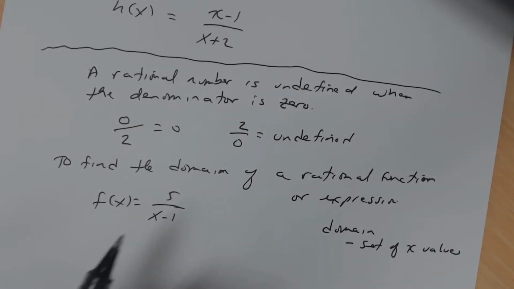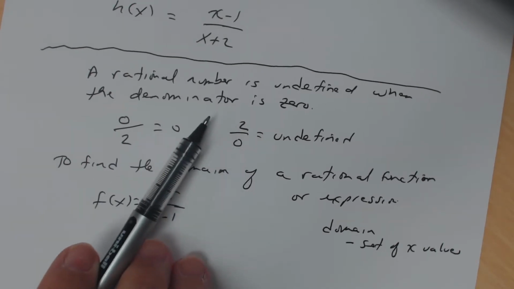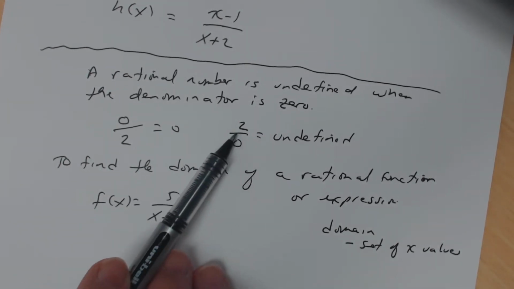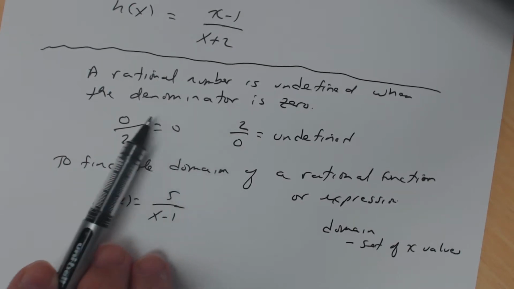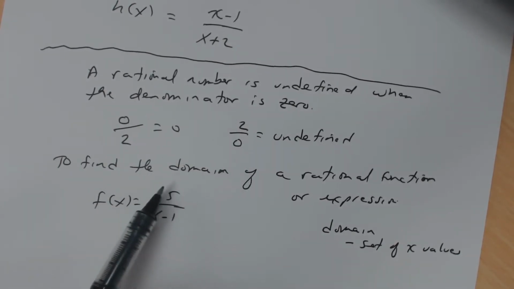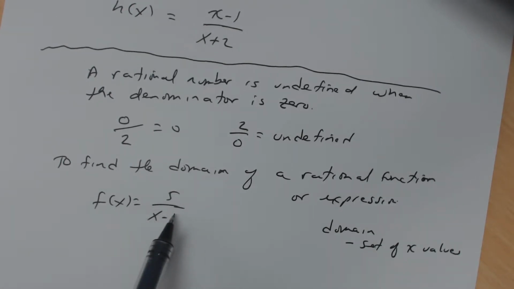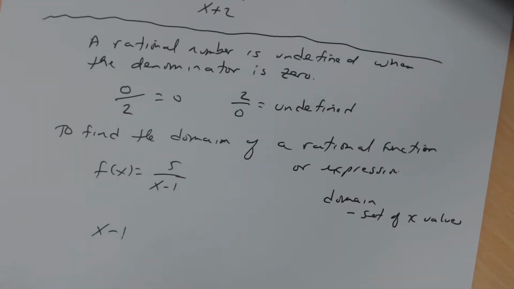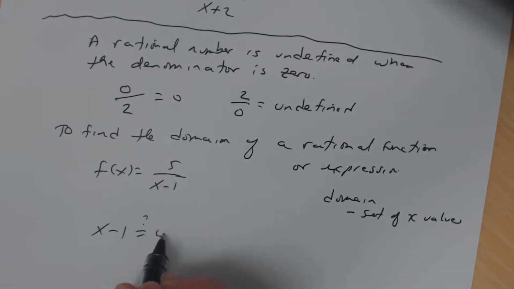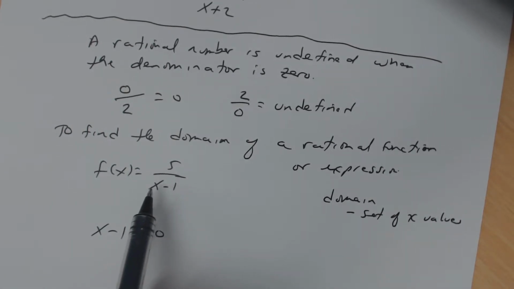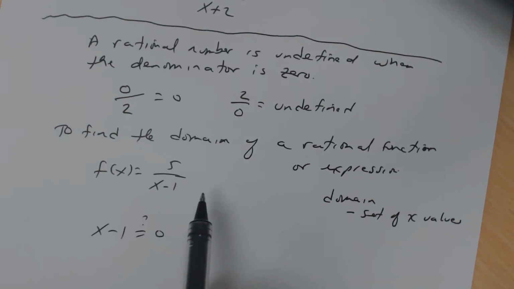To find the domain of a rational function or rational expression, I know that I cannot divide by 0. My numerator can be 0. My numerator can be any number, but my denominator cannot be 0. My denominator here is x minus 1. So the question is, where is that equal to 0? This one's simple enough that you can say what x makes this 0. Well, if x is 1, I get 0 because 1 minus 1 is 0.